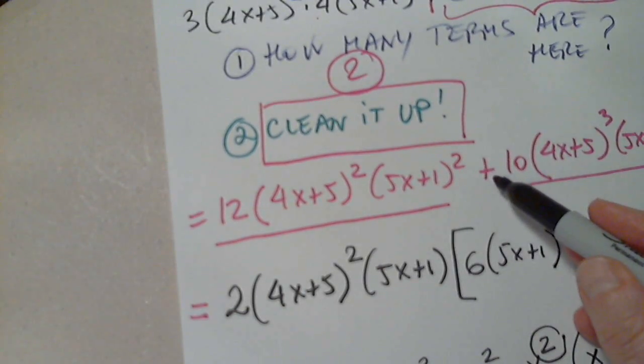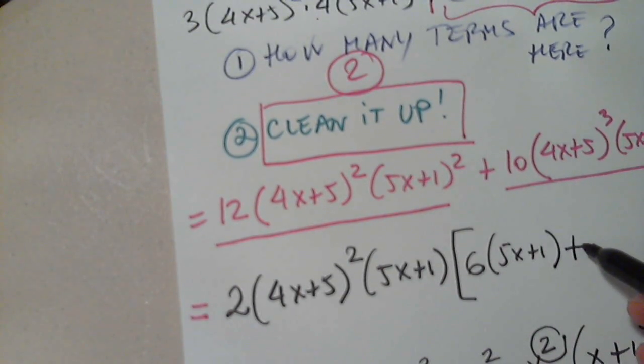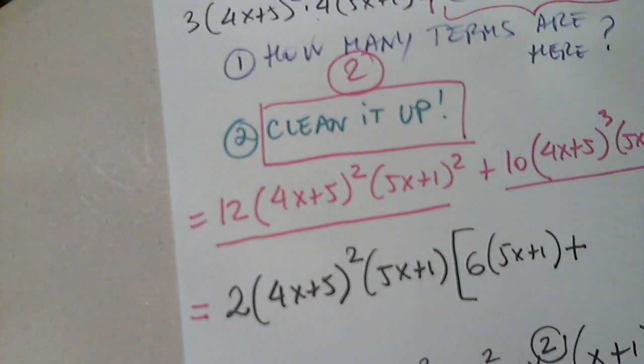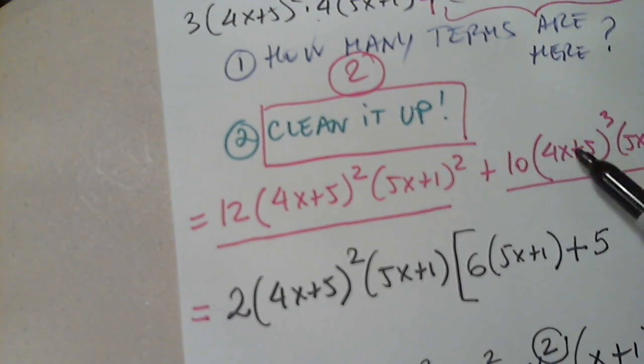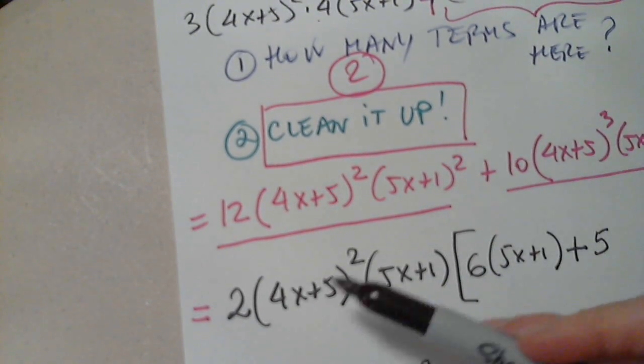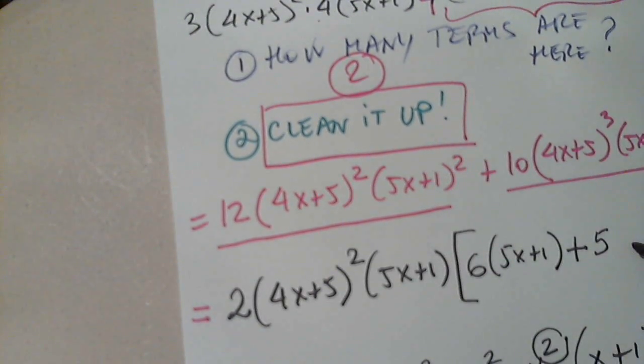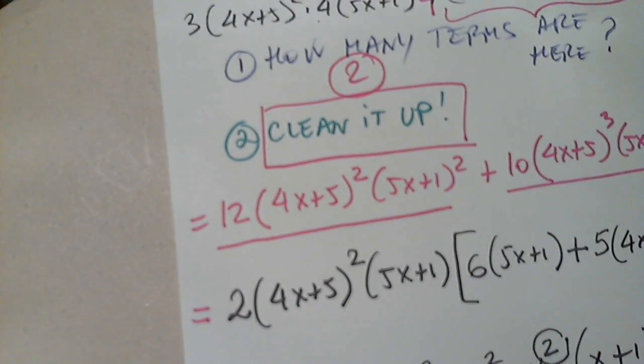I reached the plus. I have to copy it. From 10 we took out a 2, or if you want 10 divided by 2, what is left? 5. Good. From 3, 4x plus 5, we removed 2 of those. Is there anything left inside? X plus 5. In parentheses, very good.